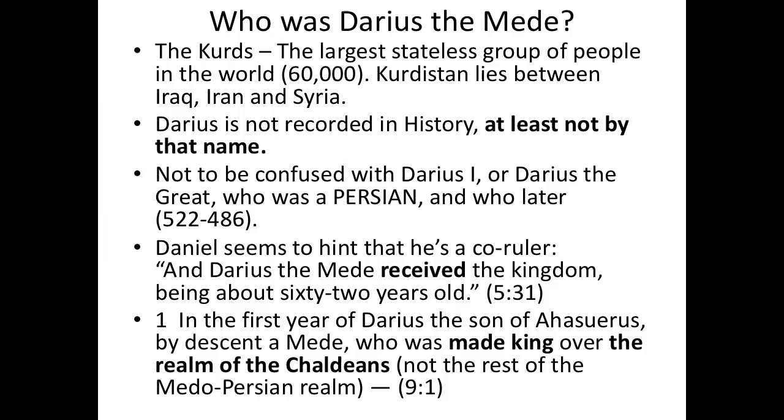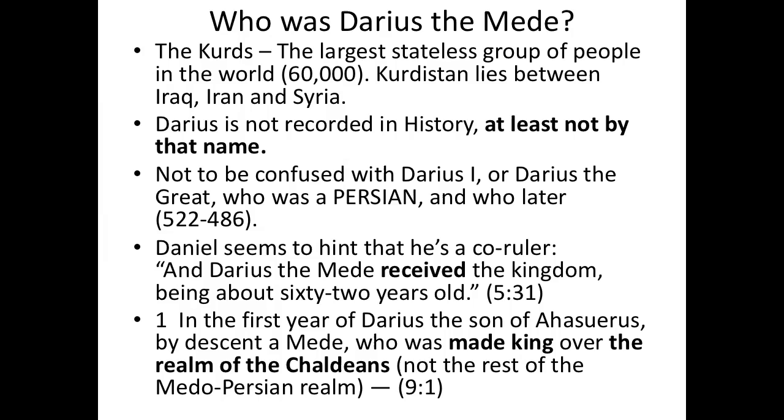This is more like 539 BC. So Daniel seems to hint that he's a co-ruler, in two places in Daniel. First of all, in 531 it says, "And Darius the Mede received the kingdom, being about 62 years old." And then in the 9th chapter, it says, "In the first year of Darius, the son of Ahasuerus, by descent a Mede, who was made king over the realm of the Chaldeans." So he was made king.